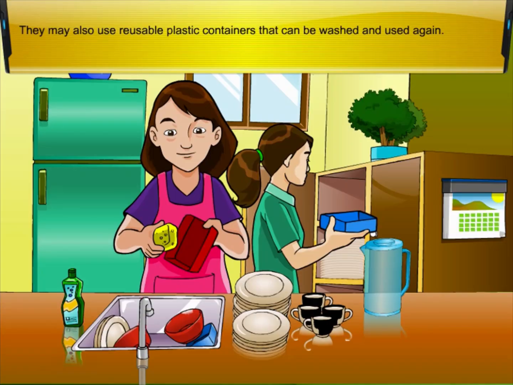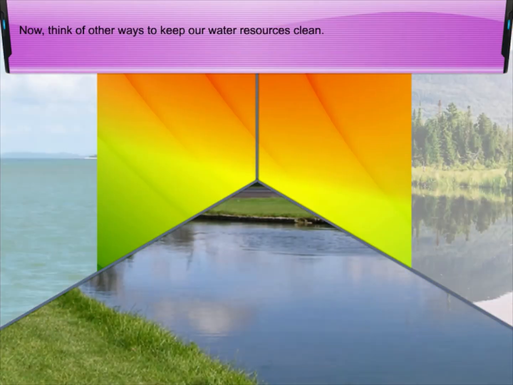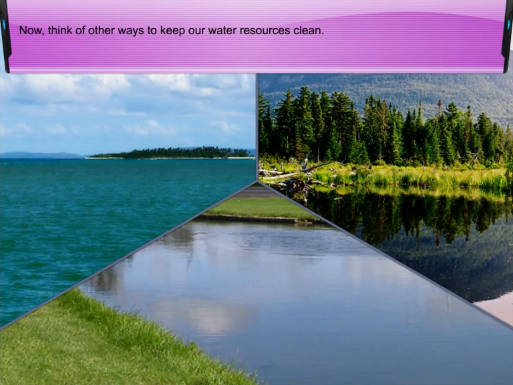They may also use reusable plastic containers that can be washed and used again. In this way, they will not leave any garbage behind, like disposable paper plates or cups at the picnic spot. Now think of other ways to keep our water resources clean. Discuss this with your friends.